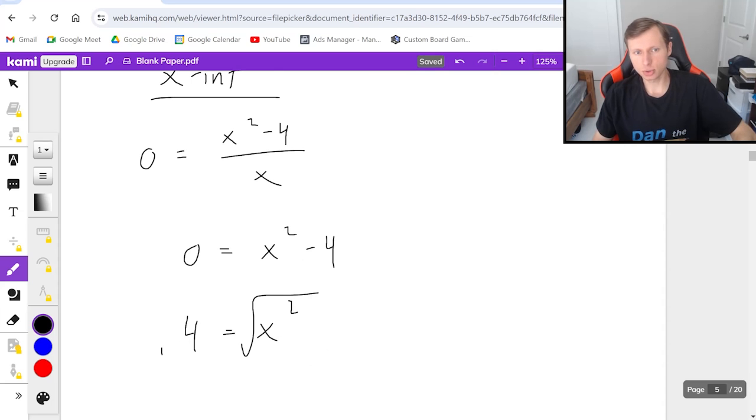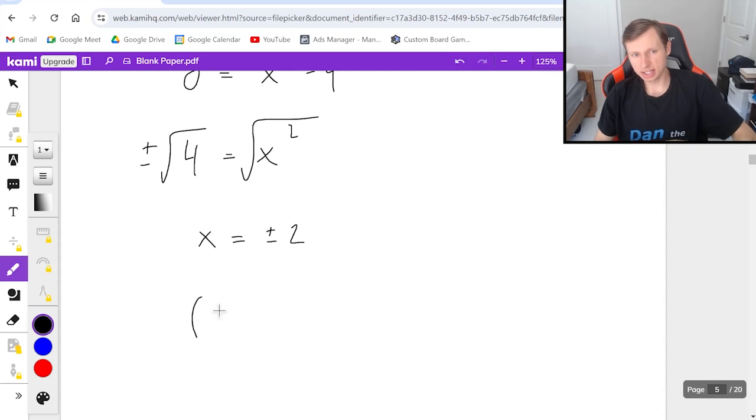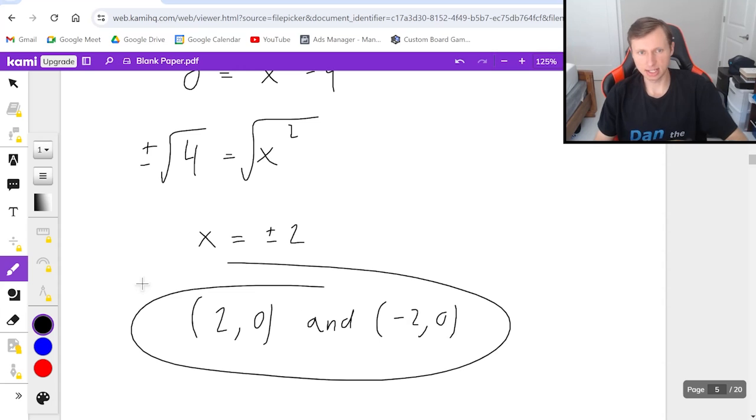And then I just have to take the square root. When I take the square root, do not forget this. All my students forget it. You need to do plus or minus, and so therefore the answer is x equals plus or minus 2. And how I like to write this is like this: (2, 0) and (-2, 0). This is the best way to write it. So that's it for the x-intercepts.